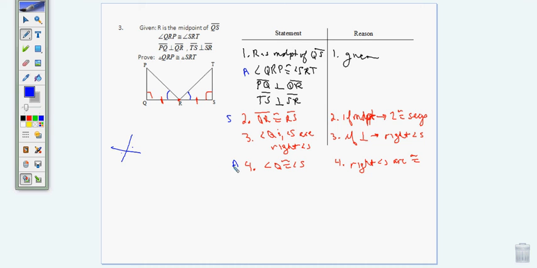And now I look at the picture. So I know that the order says ASA, but this one also could be AAS. So I have to look at the picture to see which of the two choices today it is. And when I look at the picture, the side is in between the two angles. So in step number 5, then, I'm going to wrap it up with what they wanted in step number 5 to say the triangles are congruent. QRP is congruent to SRT, and that is because of angle, side, angle.